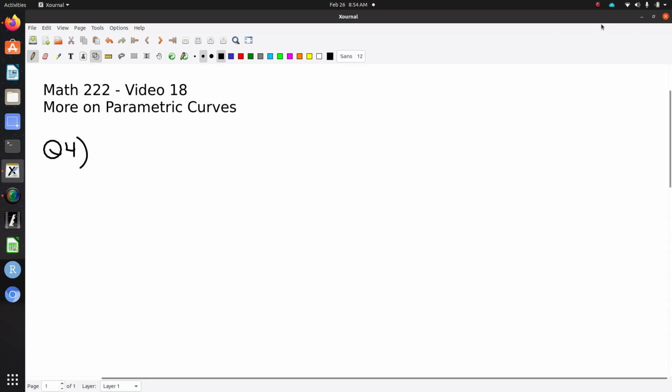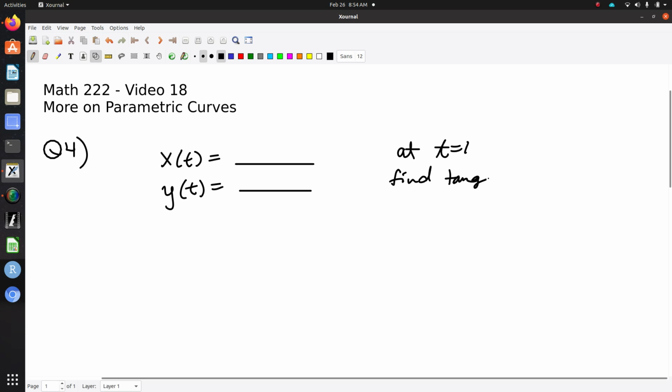Okay, question 4 is more just crunch it out. This is not really meant to be puzzly. This is just straightforward. So you have some kind of x of t that is a polynomial, and y of t is another polynomial, whatever. It doesn't have to be a polynomial. It just means it's something that you can easily take the derivative of. And then at t equals 1 or whatever, find the tangent line. Okay? And so what do you need to find a tangent line? You need a slope and you need a point. That's all you need to find a line.